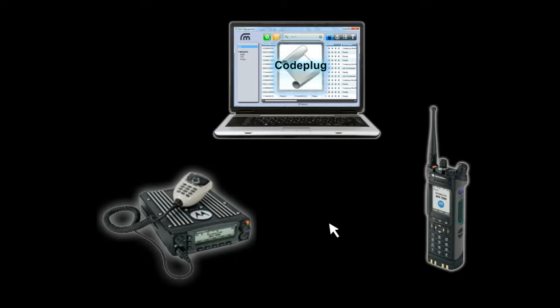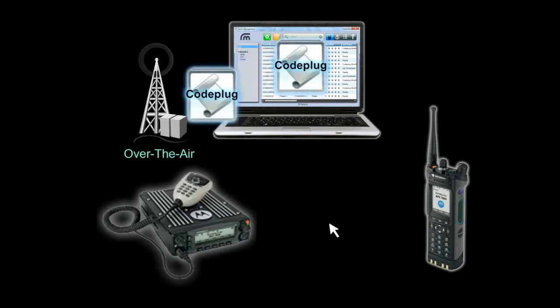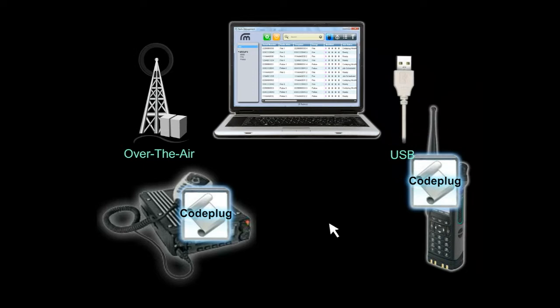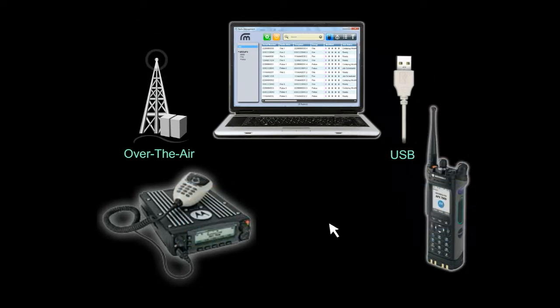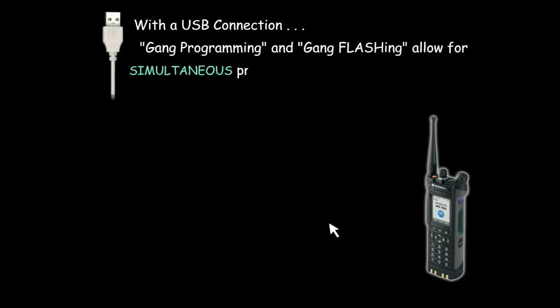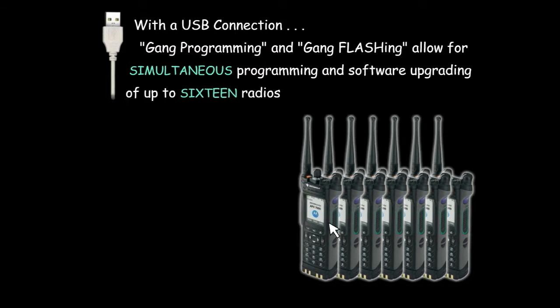Programming jobs may be scheduled through an over-the-air connection or through a USB connection when radios are physically attached. With a USB connection, gang programming and gang flashing allow for simultaneous programming and software upgrading of up to 16 radios.